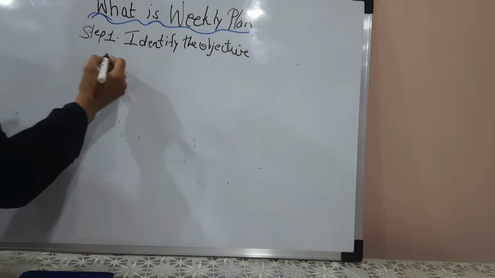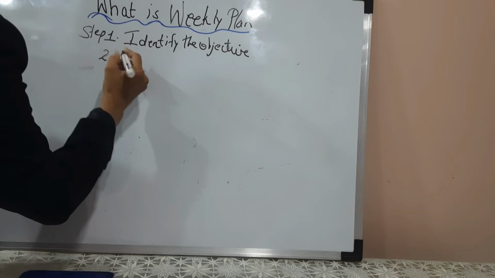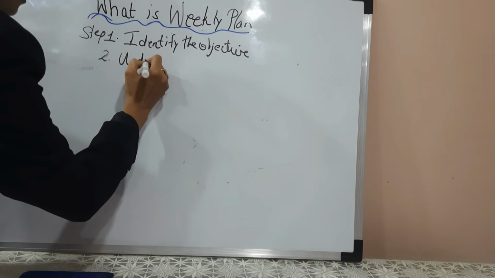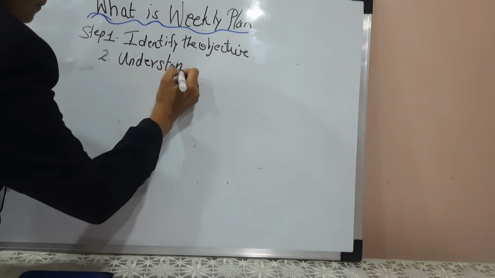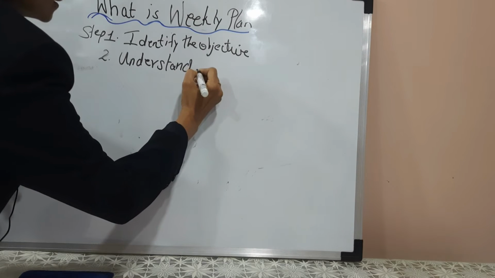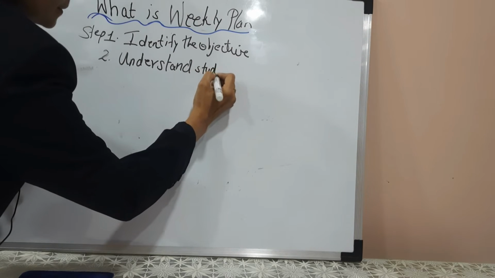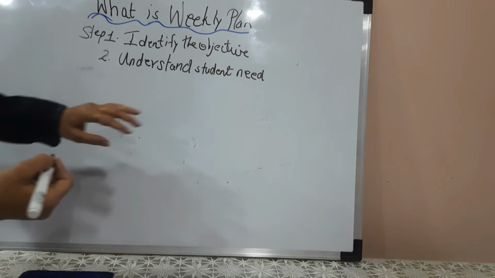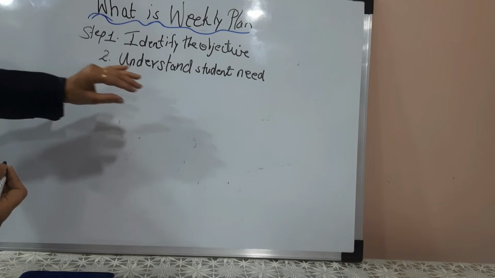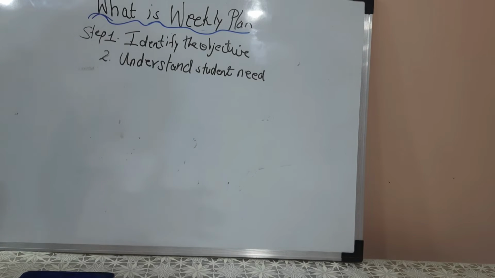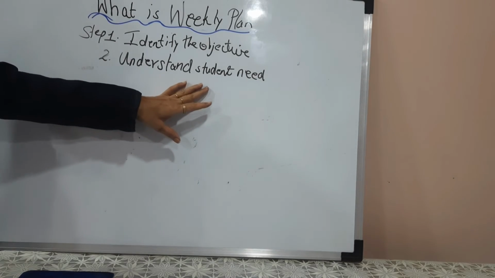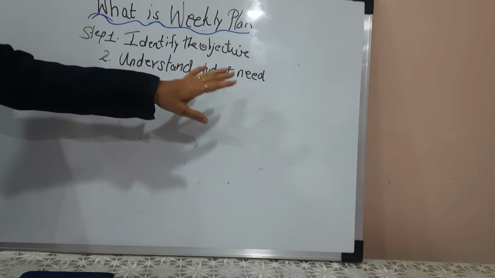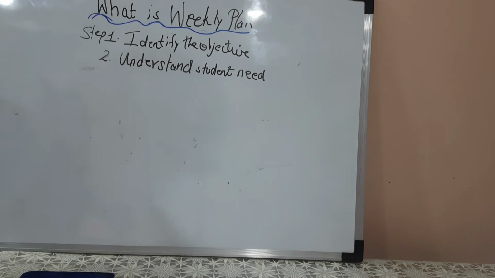Second is understand your children's needs. Understand student needs. So when I say understand student needs, you have to know what your children know, previous knowledge, and what are they supposed to know when I do this lesson. So that is your students' need. So understand the student need, and then you have to go ahead with your planning.